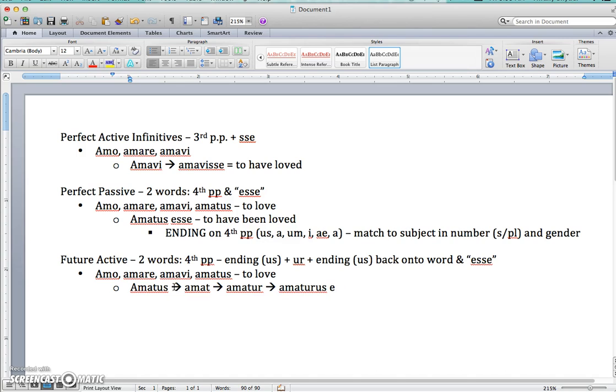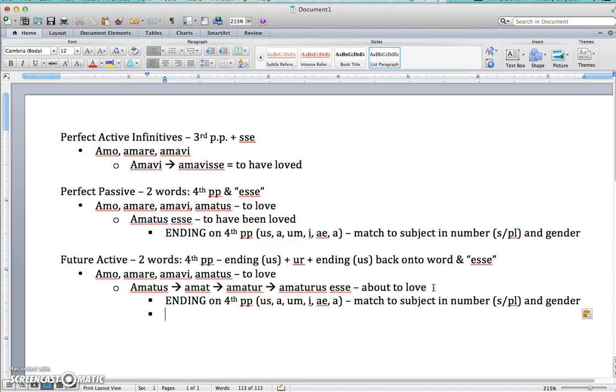And then we add the word essay. Always. It's always essay. And then we know that this is future and an infinitive, so we have to add two things here. The future part is about, the infinitive part is to, and the word means love, about to love. So it has a futuristic feeling to it because it's future active. And the ending on the fourth principal part is exactly the same. It has the same idea as up here. So we'll just copy that.